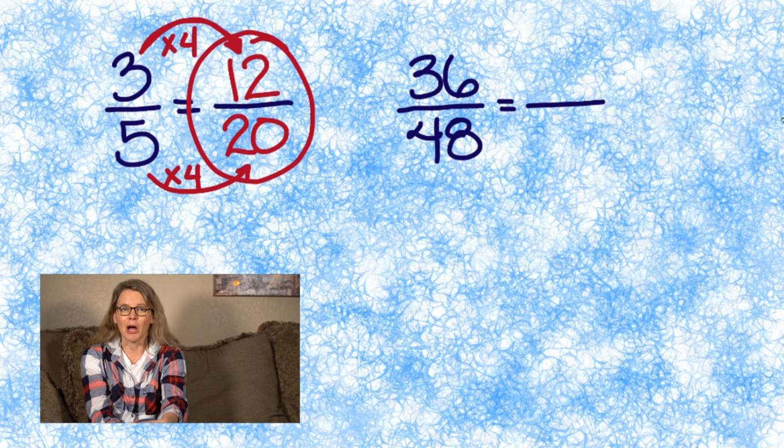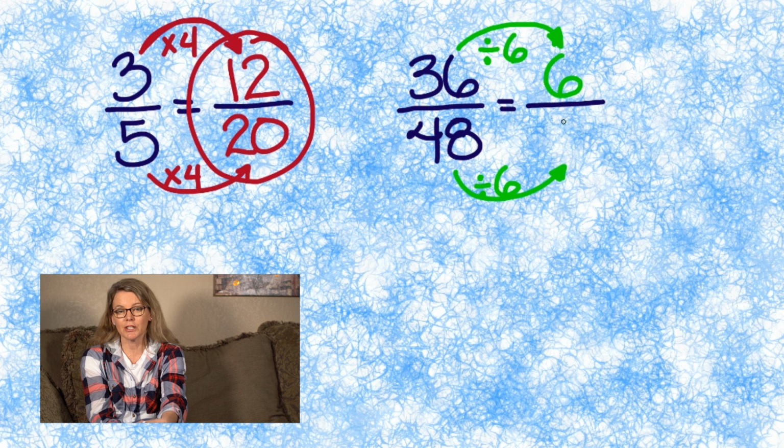Next, we will divide the top and bottom to create an equivalent fraction. Take this one, 36/48. I can pick a number that goes in evenly to both of these. I can choose 6 or 4 or 2 or even 12 to divide by. Let's choose 6. Drawing my rainbows to my new equivalent fraction, here my numerator will be 36 divided by 6, which equals 6. The denominator is 48 divided by 6, which is 8, making 6/8.